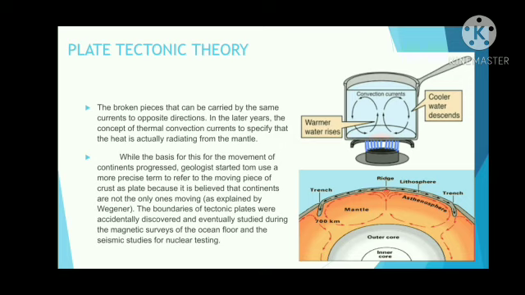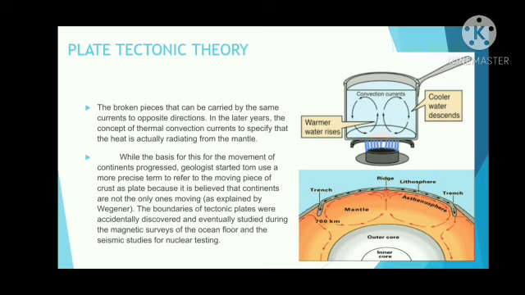In the later years, the concept of thermal convection currents was specified, saying that the heat is actually radiating from the mantle. So in addition to this, convection occurs when particles with a lot of heat energy in a liquid or gas move and take the place of particles with less heat energy. Heat energy is transferred from hot places to cooler places by convection. This means that if this happens, continents will move.